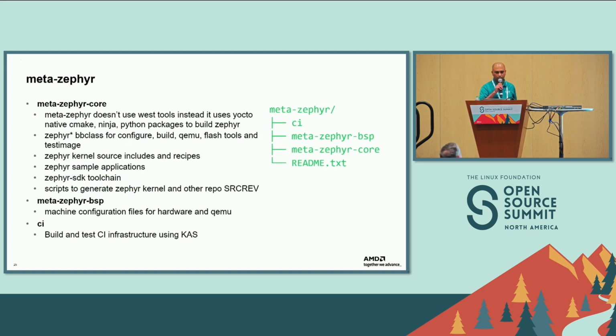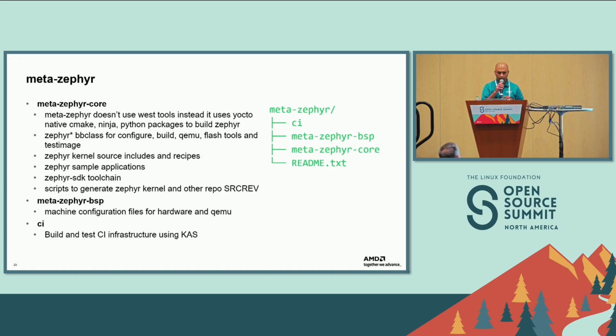Next, we're going to talk about the meta-zephyr layer. The meta-zephyr layer is part of the Yocto project, and it uses the Yocto build system to build all the Zephyr applications. In the case of the standalone Zephyr build, it uses West to build, but in the case of a Yocto project, it uses the native CMake tools, Ninja, Python, and other packages in order to build Zephyr. And this meta-zephyr is categorized into two sub-layers, which are meta-zephyr-core and the Zephyr BSP.